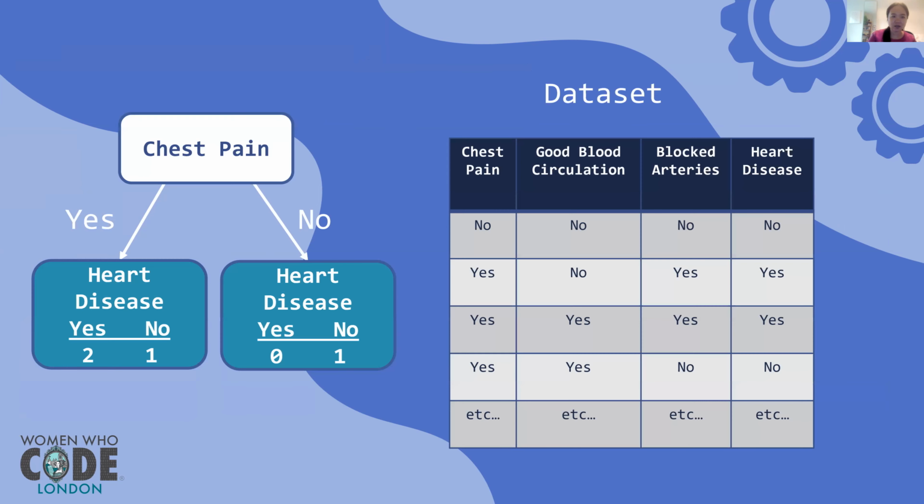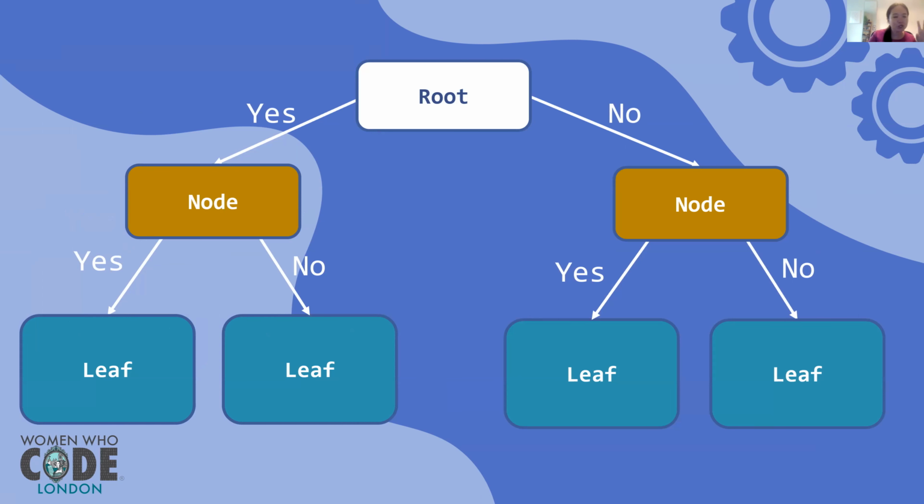In my case, the first one is the root, because this is the starting point and there is only 1 root. But you can have as many leaves as you want. And what is in between is a node. We call it root, node, and leaf.